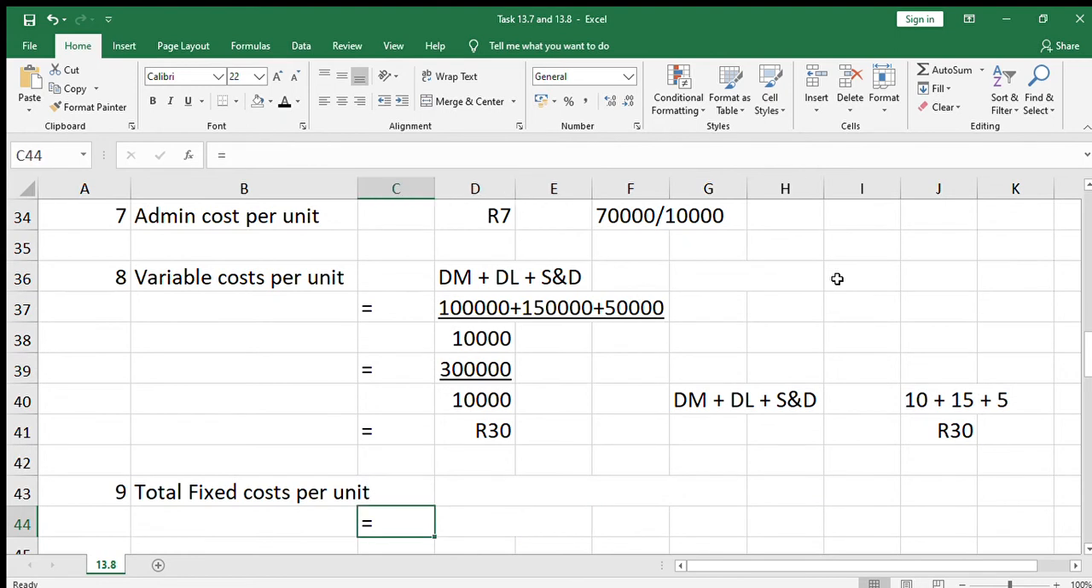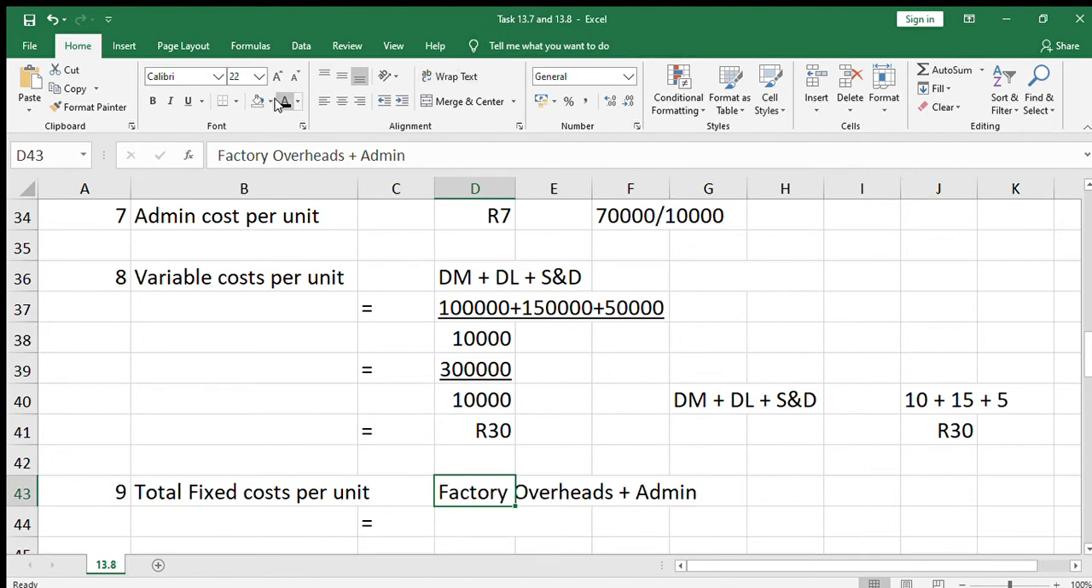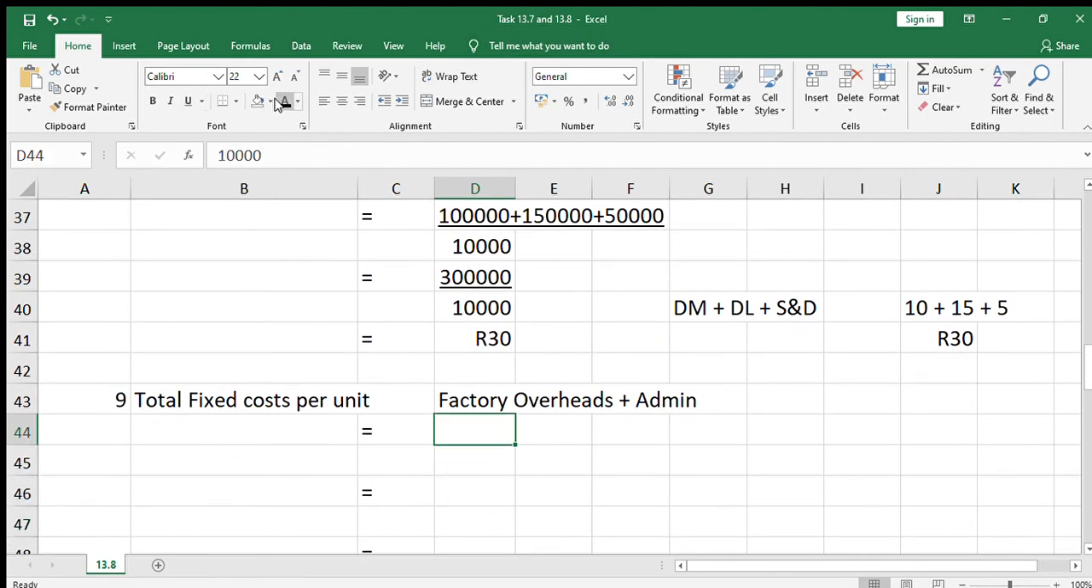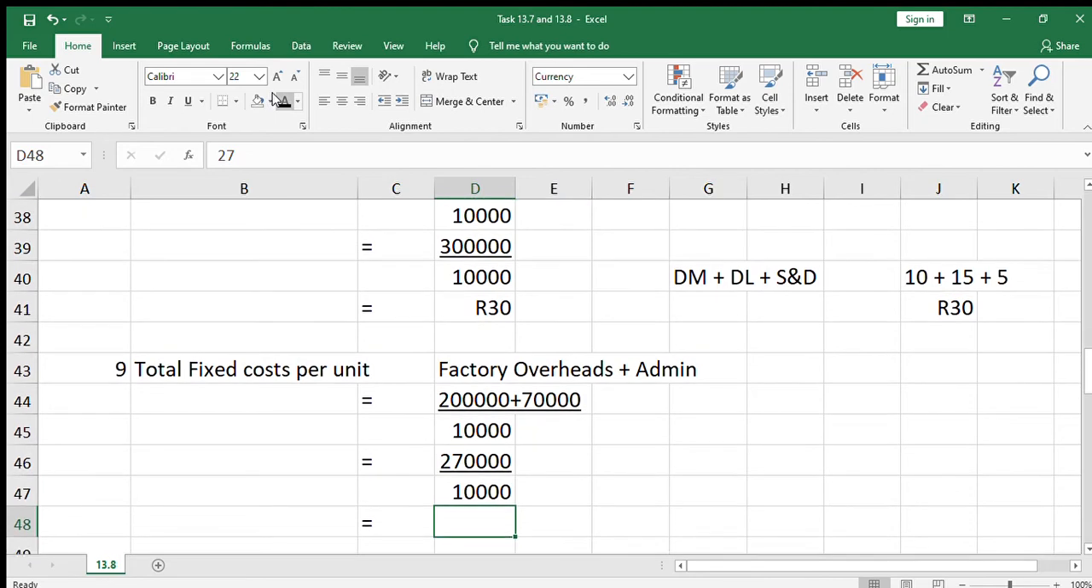Okay, number 9, you have to calculate the total fixed costs per unit. Remember that fixed costs are the factory overhead costs plus the administration costs. So the factory overheads are 200,000 from the production cost statement and administration costs 70,000 from the income statement. Divide that by 10,000. You obviously don't have to show this step here. You'll get our answer of 27 Rand.